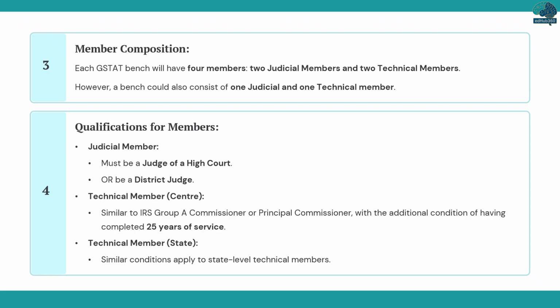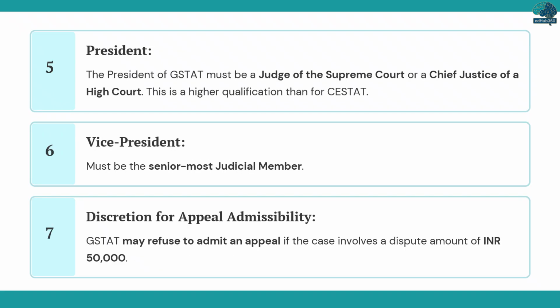For qualifications, a judicial member must be a high court judge or a district judge. Technical members, both central and state, have similar qualifications to IRS Group A Commissioner or Principal Commissioner, with the additional condition of 25 years of service. The president of GSTAT must be a Supreme Court judge or a Chief Justice of a High Court, a higher qualification than for CESTAT. The vice president must be the senior-most judicial member.